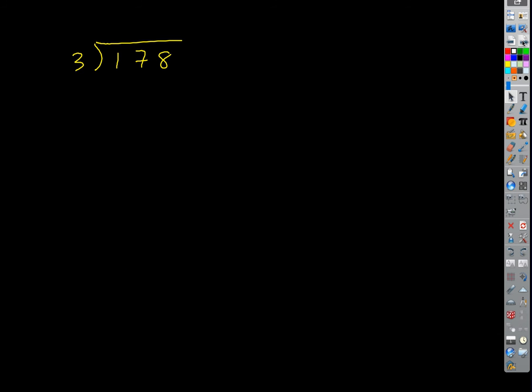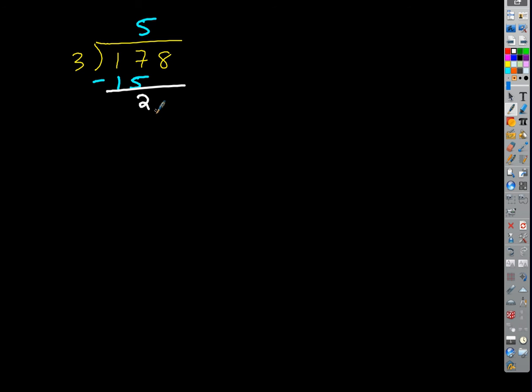Let's do one more, just to get a little more practice. So let's divide this one out. How many times does 3 go into 178? So what goes first? 3 goes into 17 5 times. If I multiply that through, what do I get? Okay, and I'm going to subtract. 17 minus 15 is 2.